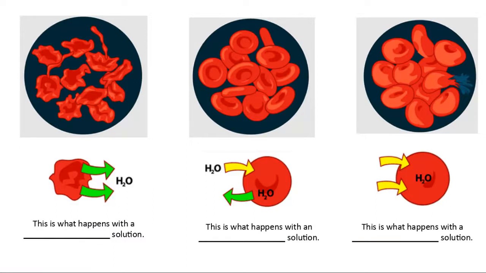When we put red blood cells in different kinds of solutions, water can go in or out compared to how those solutions look when we compare it to the fluid inside a cell. By the way, what's the name of the fluid inside a cell? What's that called?